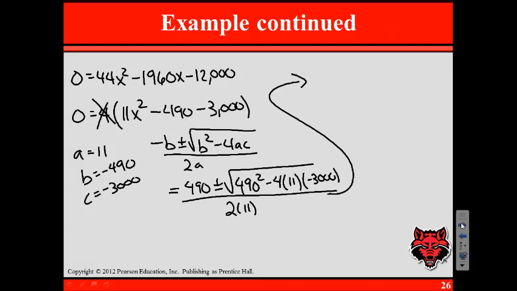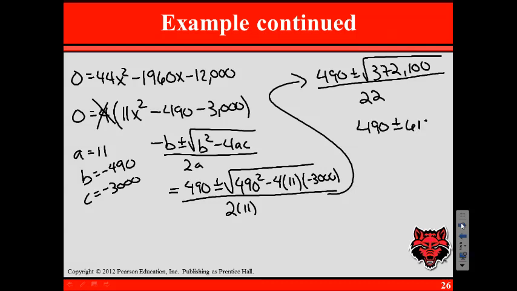Let's try to clean this up as best as we can. This becomes 490 plus or minus the square root of, once you take 490 squared, negative 4 times 11 times negative 3,000, and put all of that together, you will get 372,100 all over 22. At this point, I would have no idea other than trying with the calculator, but 372,100 is a perfect square. And when you take the square root, you get 610. So 490 plus or minus 610 over 22. Let's deal with this on the next slide.